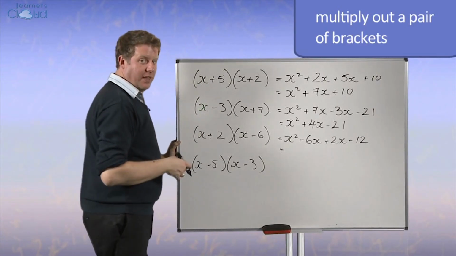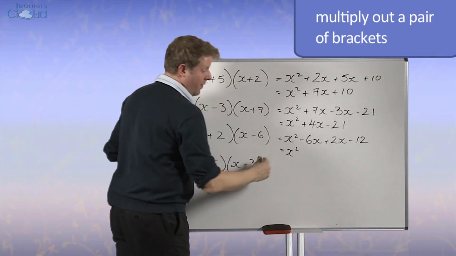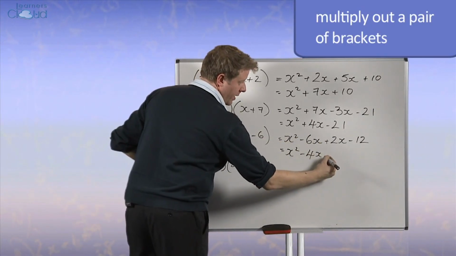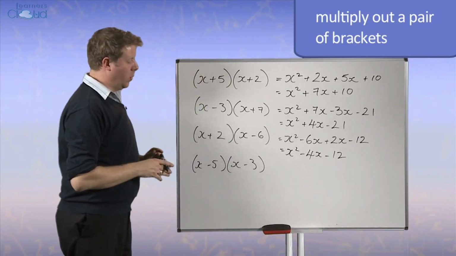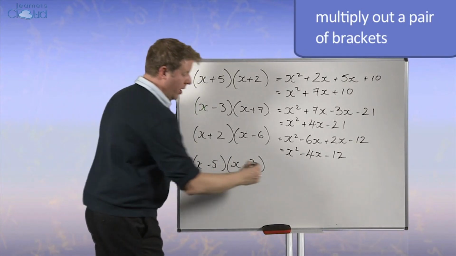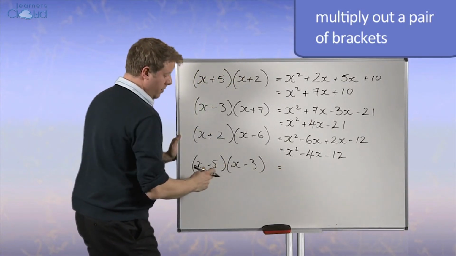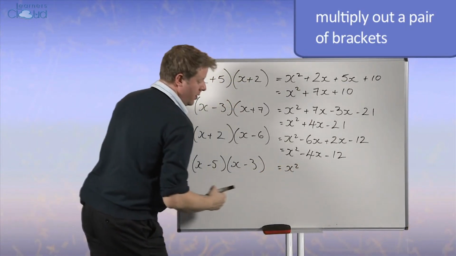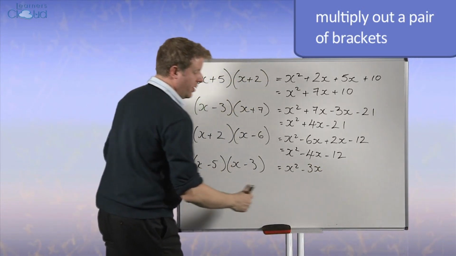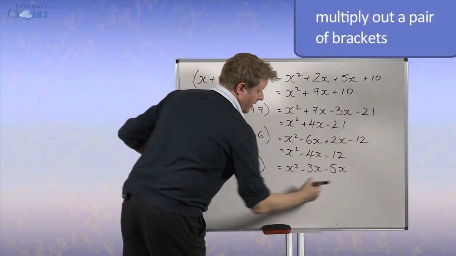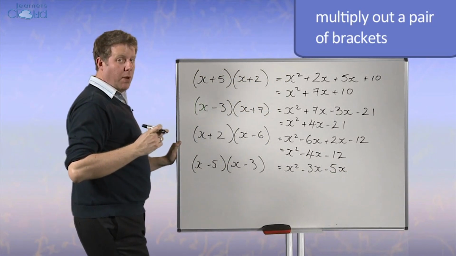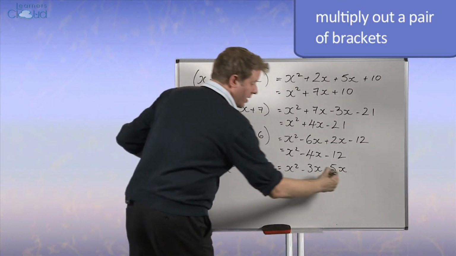Simplifying those x terms in the middle, being careful though, because minus 6 plus 2, remember, is negative 4x, minus 12. And the last one, two negatives here, so we're multiplying out again. X times x, x squared, x times minus 3, minus 3x, minus 5 times x, minus 5x, and minus 5 multiplied by minus 3. Remember, two negatives when we multiply make a positive, gives me plus 15.